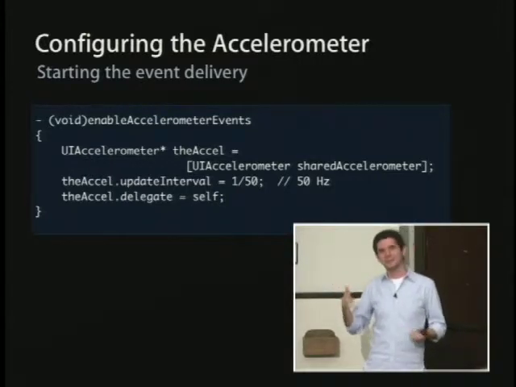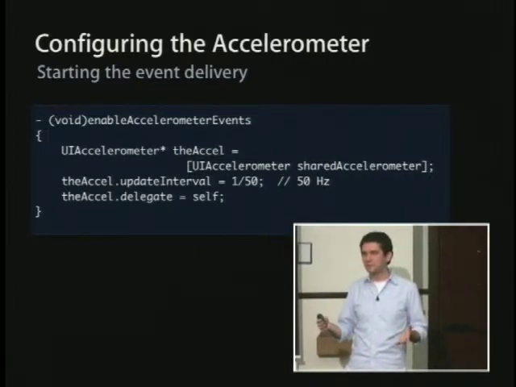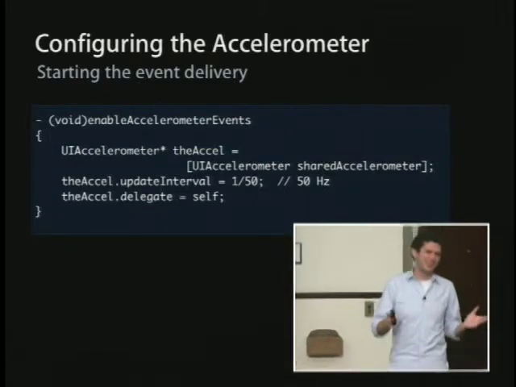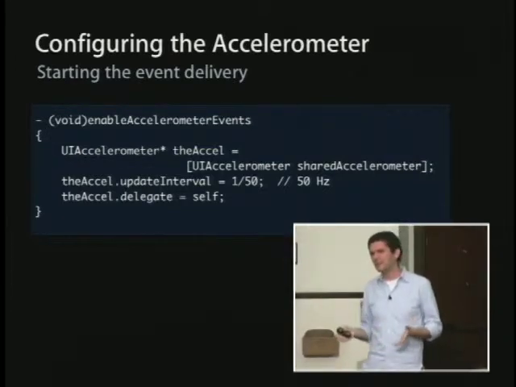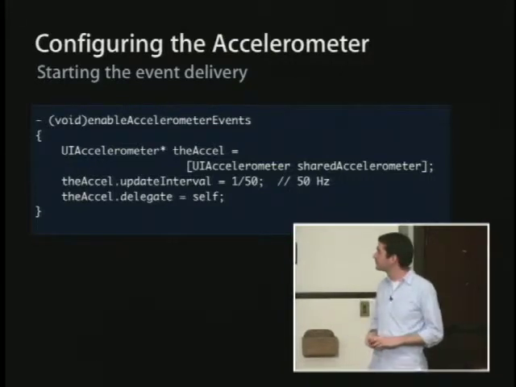So if you want to disable the accelerometer to save power, there's no method you call. You just set the delegate back to nil. It's a little odd, but that's how that works. So if you're not using the accelerometer data, but you've already set it up, set the delegate back to nil to turn off the accelerometer.